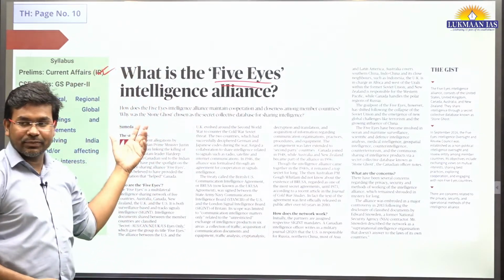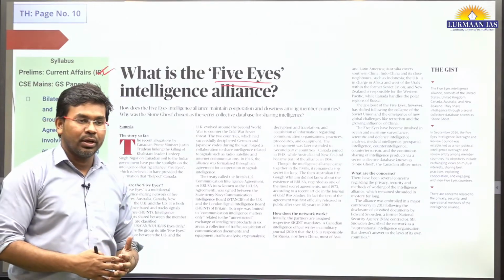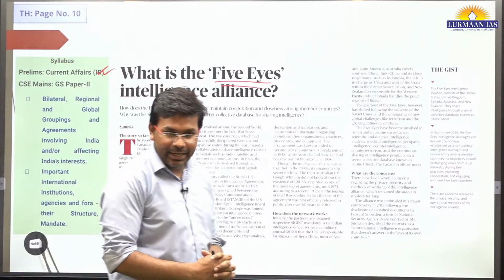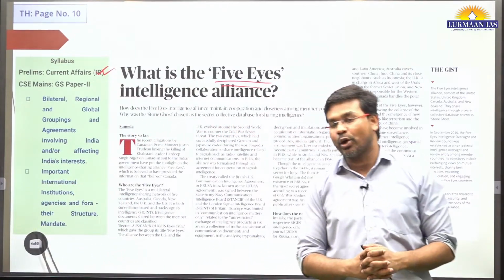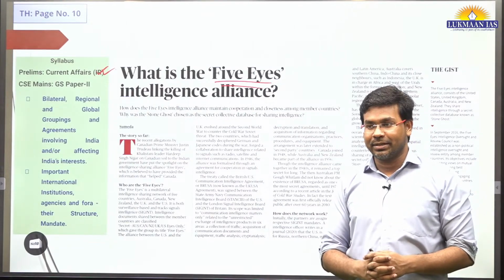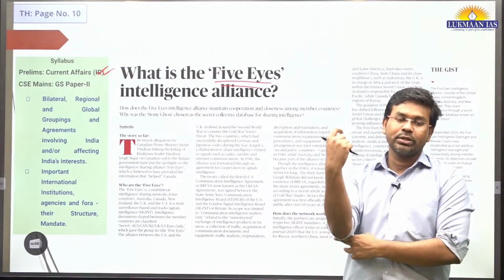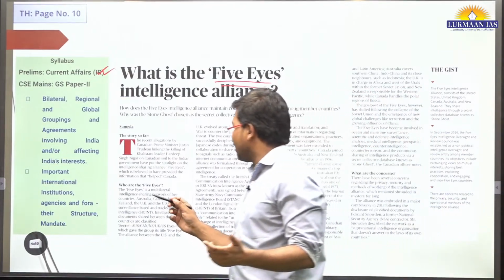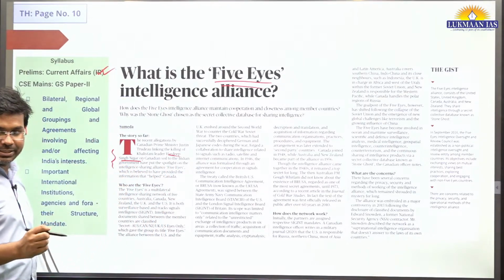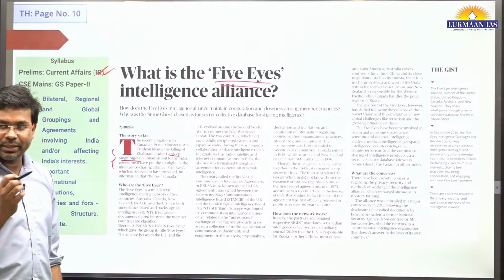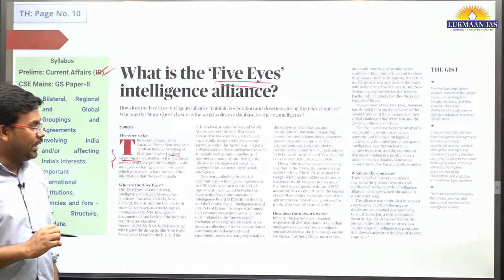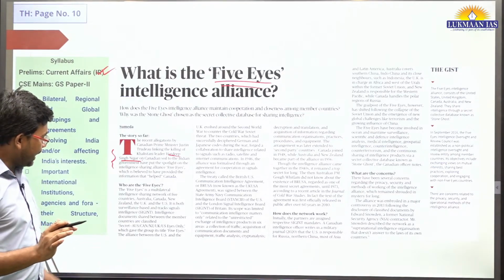So why has this Five Eyes Alliance been in the news? Because recently the Canadian Prime Minister has targeted India, saying that Indian authorities are involved in the killing of one of the Khalistani leaders, I mean, one of the leaders who is pro-Khalistani. His name is Hardeep Singh Nijjar. So he has alleged that Indian authorities are involved in it. However, India has denied its involvement in the allegation. So that has been the thing.